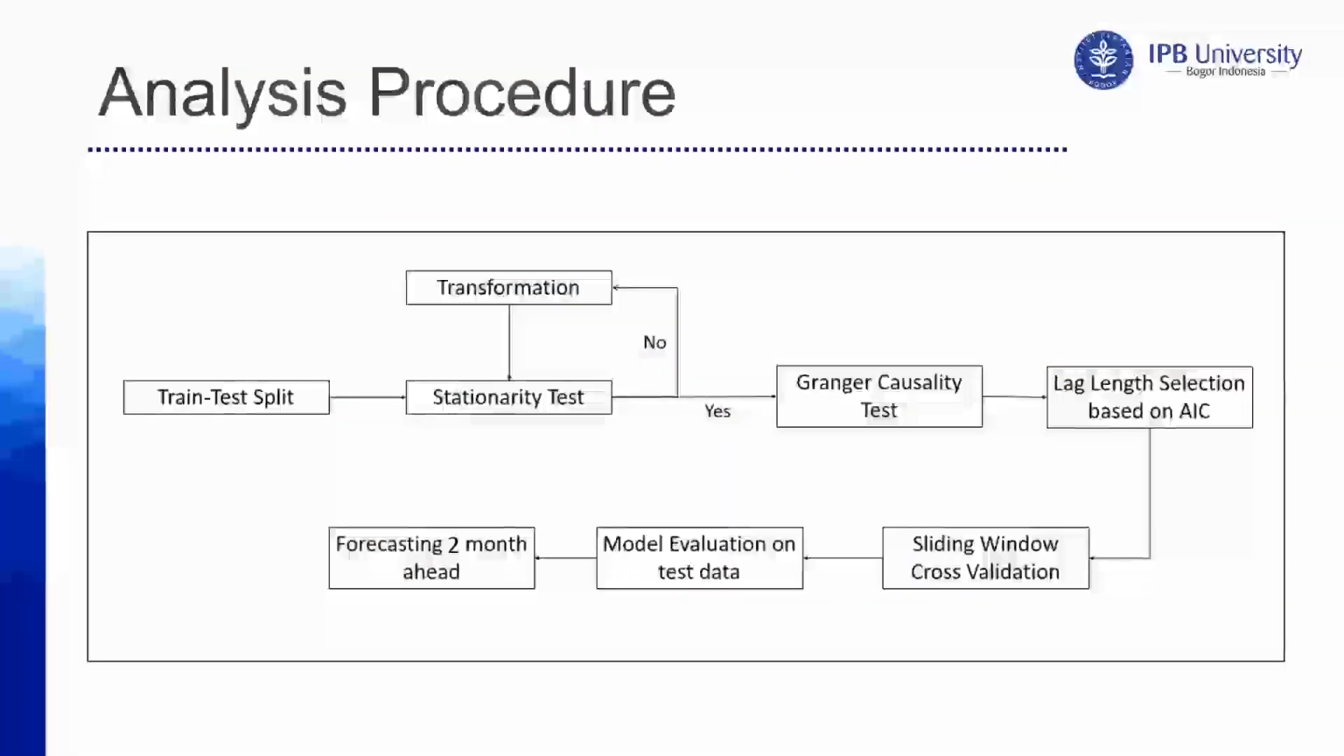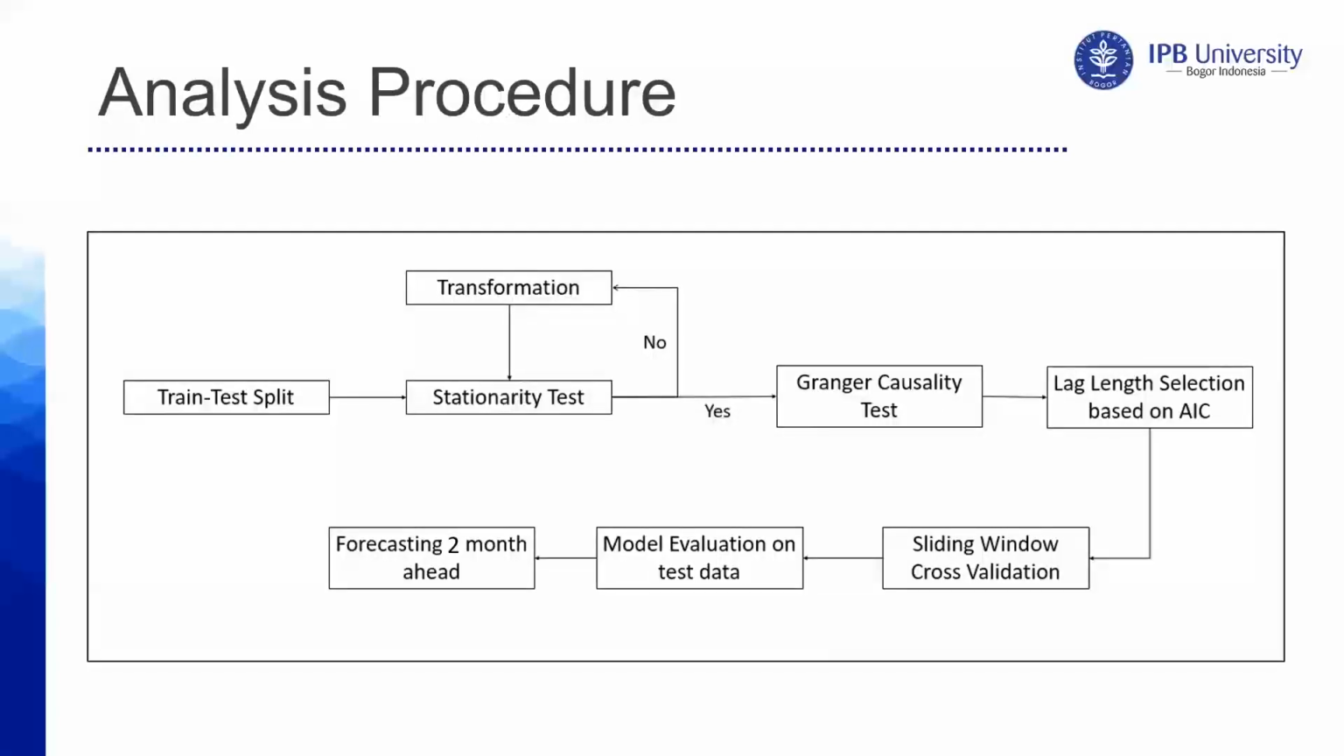Here's the analysis procedure. It begins with the train test split, then the test for stationarity will be performed. If the series turns out to be not stationary, then the data will be transformed until it becomes stationary. The procedure continues with the Granger causality test to see the causal relationship. And then the lag length is selected based on AIC.